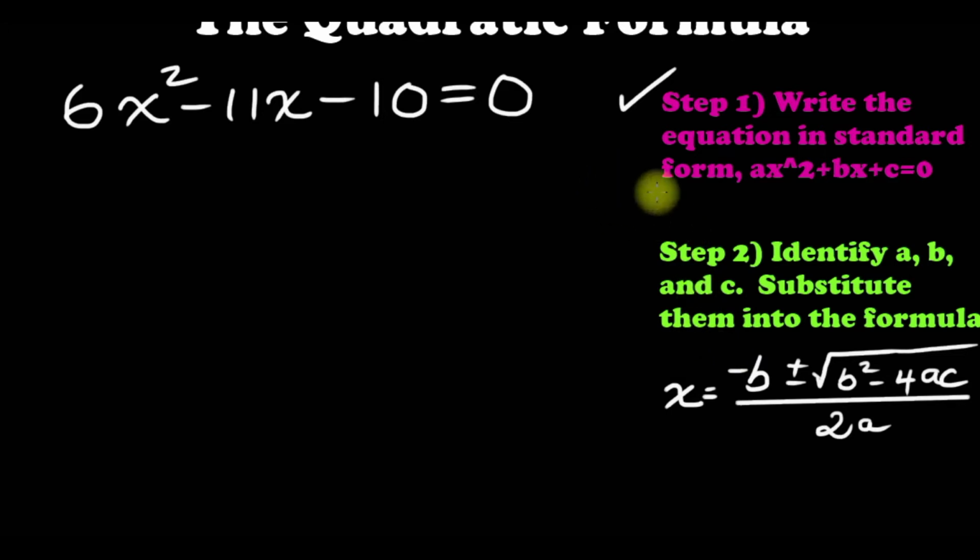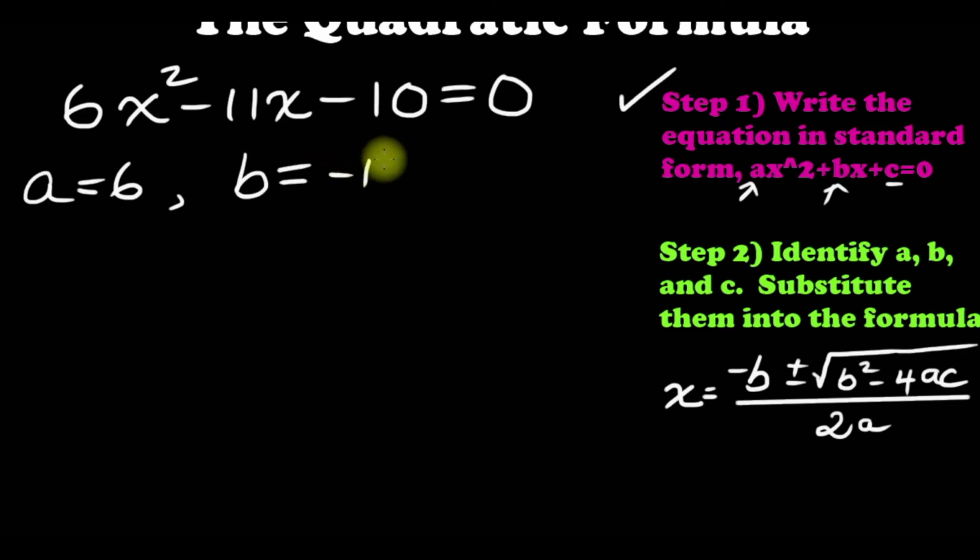You have to identify the A, B, C, and then we're going to plug those numbers in using the quadratic formula to come up with the solution for x. If you look over here, A is the coefficient of x squared, B is the coefficient of x, and C is your constant. So your A is going to be 6. Your B is going to be negative 11. And then your C is your constant, which is negative 10.